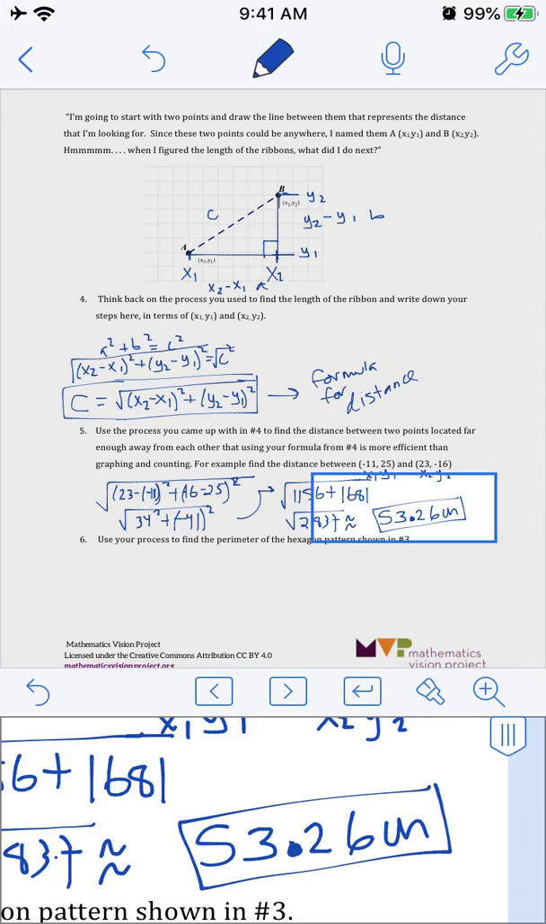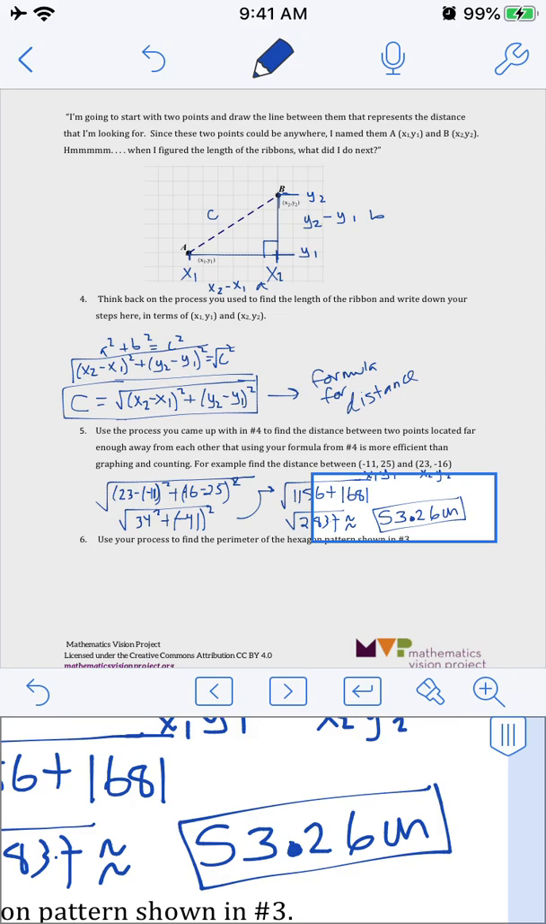Cool. Now that was a lot faster and a lot less room than having to graph both these points and counting, right? Same thing with slope, right? The slope formula is faster than counting the slope on a graph. They are virtually derived the same thing, but it is faster. Okay. All right, number 6.